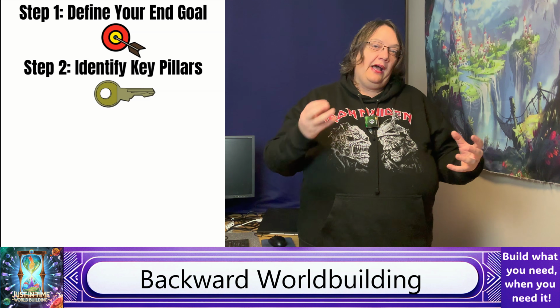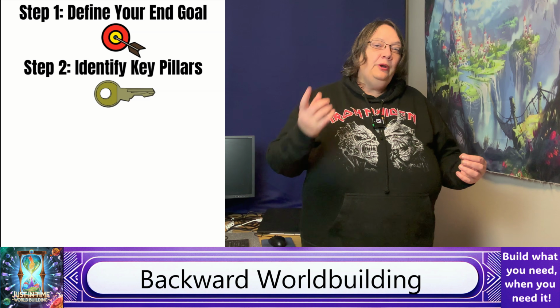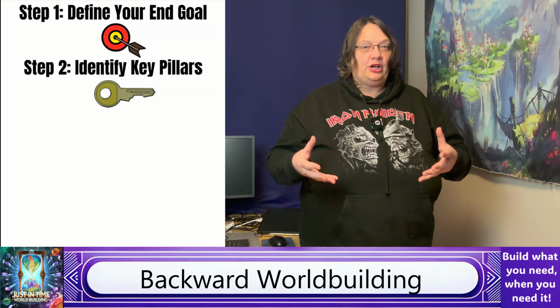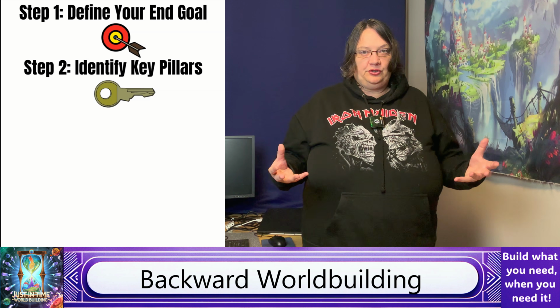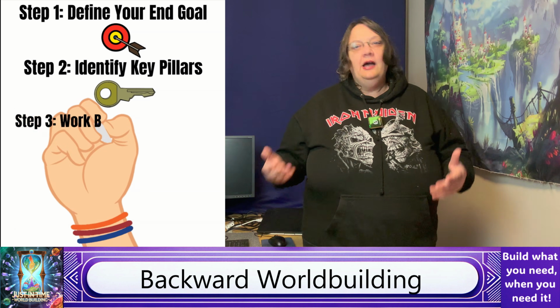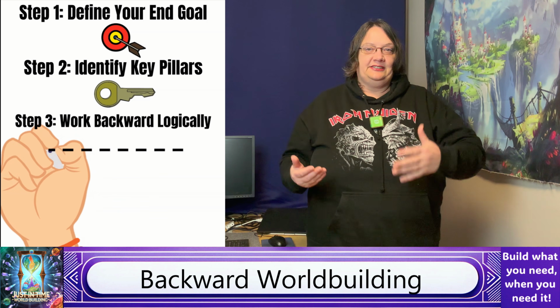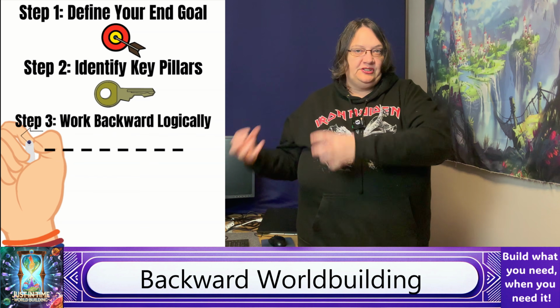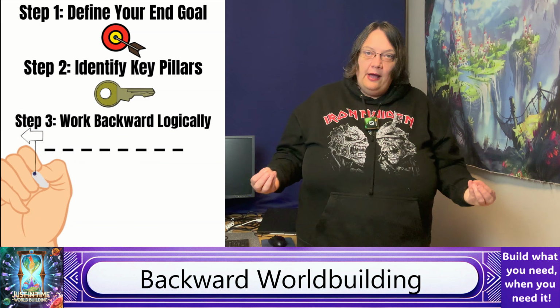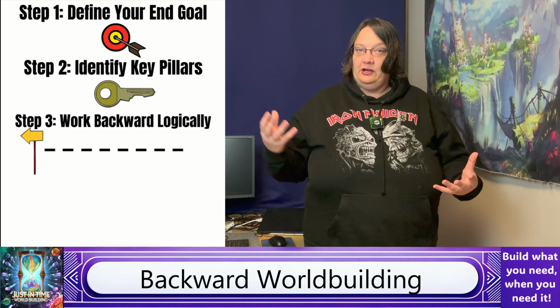And this step helps prevent one of the biggest pitfalls of backward world building, creating a world that feels too shallow or too artificial. Okay, then step 3, work backward logically. For each key pillar, determine the historical events that led to its current state. If an empire collapsed 300 years ago, what caused its downfall? Was it war, economic decline, internal rebellion, or an external invasion?